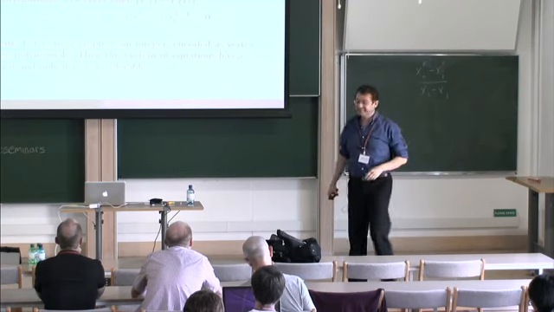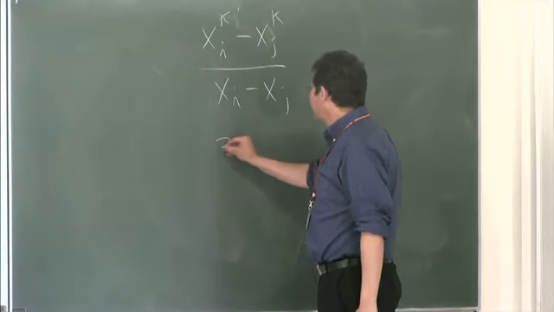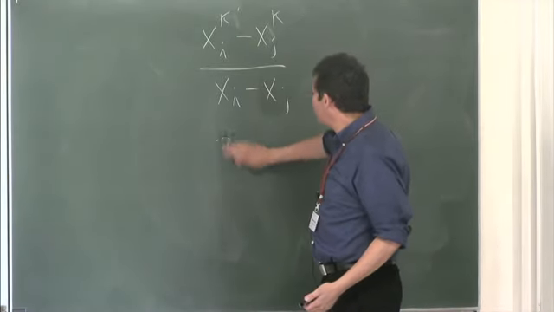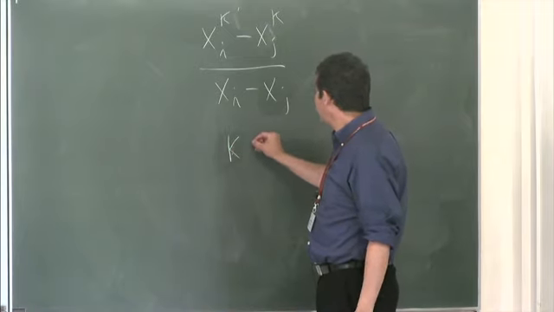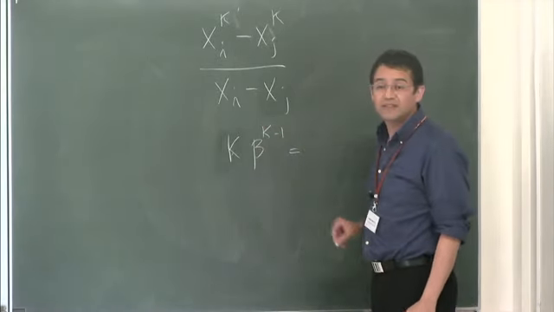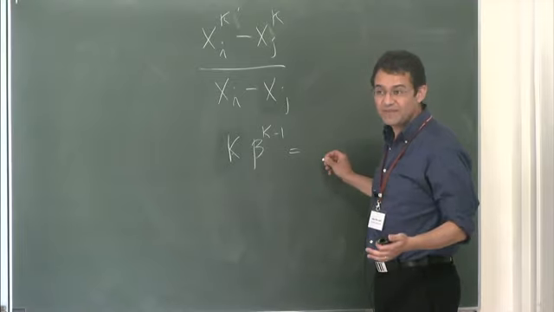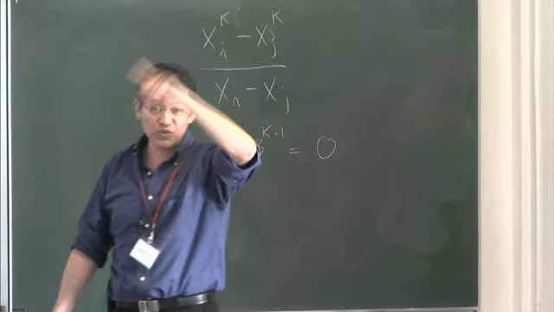Suppose not. Suppose you have two k-th roots of unity that happen to be the same in I and J. So what happens with this equation? Well, if the root of unity is beta, it becomes k times beta to the k minus 1, right? But that has to be equal to 0, right? But that's a contradiction with the fact that this was a k-th root of unity, you see?